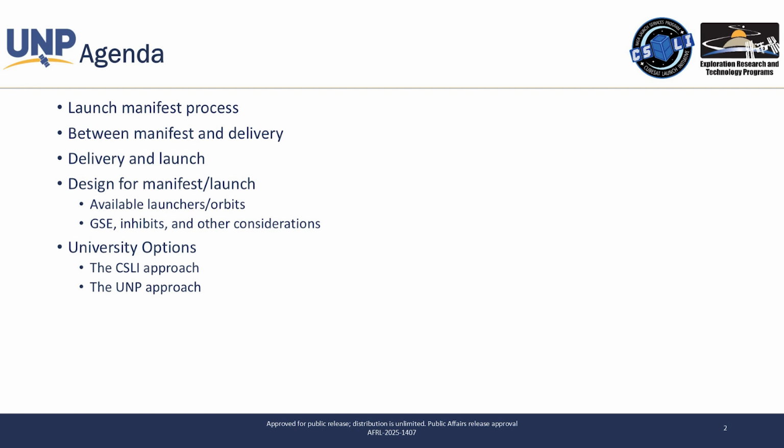We're going to talk about what happens between manifest and delivery, what's going to be going on with your spacecraft, detailing some delivery and launch. Some really good ideas about how to design your manifesting and launching so that you can have an optimum, wide breadth and range of launch opportunities for your spacecraft. And then we're also going to talk about the CSLI approach as well as the UNP approach to both manifesting and launching. They're both very similar, but they're also different in very special ways. So we'll just talk about that as well.